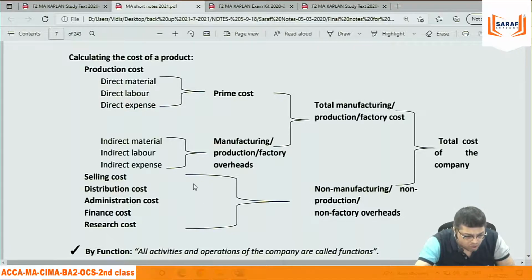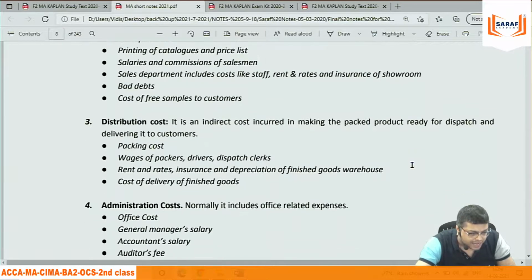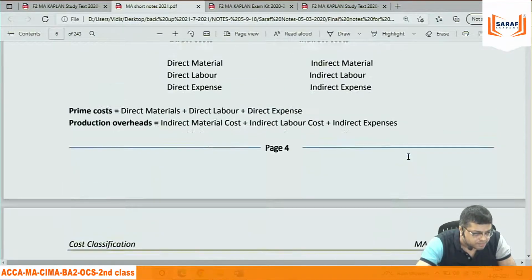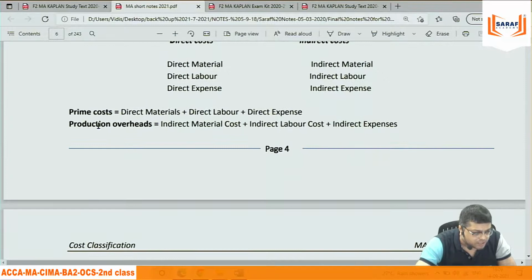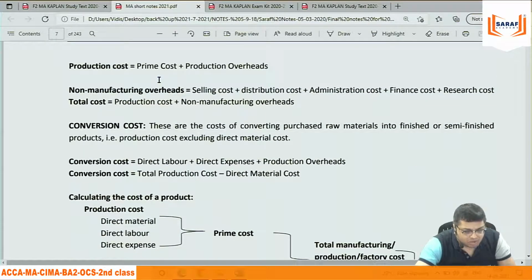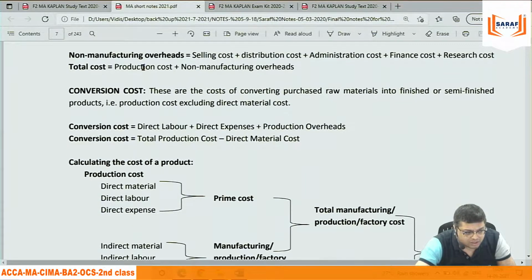In this production cost, non-production cost is added. Selling, distribution, admin, finance, research, all are non-production. Production plus non-production will give you total cost. You can say some terminology we use. The terminology prime cost is all direct cost. Production overheads is all indirect production cost. Total production cost is prime cost plus indirect cost. Non-manufacturing is selling, administration, distribution. Total is production plus non-production.